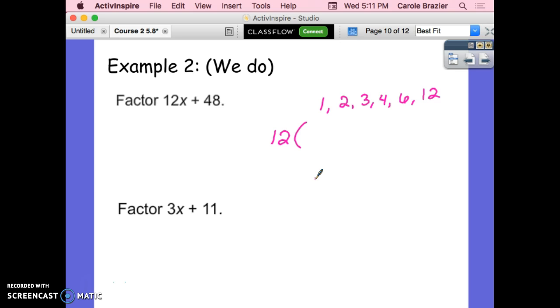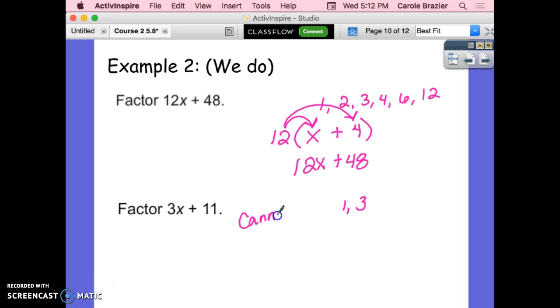Then I'm going to ask again, 12 times what gives me 12x? So 12 times x gives me 12x, plus 12 times 4 would give me 48. To make sure that you're correct, you're going to distribute and check. So 12x, 12 times 4 is 48. My check and my original match, so I know that I'm done. Okay? The second one is another one that I'm going to look at, and I know I have a 1 and a 3. I know 3 doesn't go into 11, and 1 isn't going to change anything. So it's another cannot be factored.